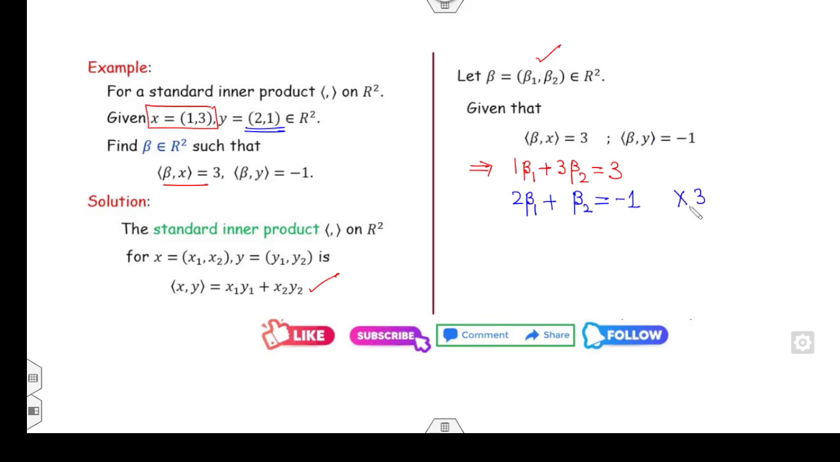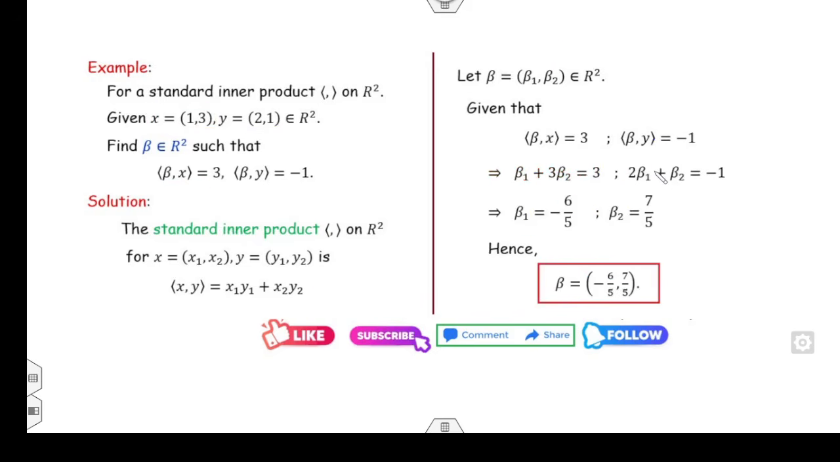Now can you solve them? If you multiply this by 3 and subtract them, that will give you minus 5 beta 1 equals 6. Beta 1 will be minus 6 over 5. Clear? Now you can substitute beta 1 in one of the equations. You will get beta 2 as 7 over 5. Therefore, the vector beta is minus 6 over 5 and 7 over 5.